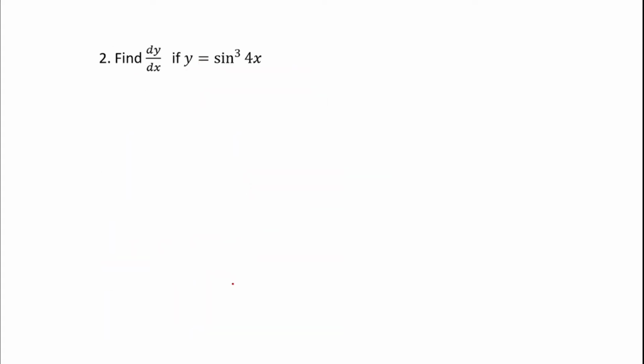So let's proceed with number 2. Number 2, find dy with respect to x if y is equal to sine cube 4x. In this case, we're going to find y is equal to u cube, right? Because y, we'll make this one as our u. What is the value for our u? Our value for u in this part is sine v. Okay, what is the value for our v? The value for our v is equal to 4x. In this case, we need to find y, u, and v.